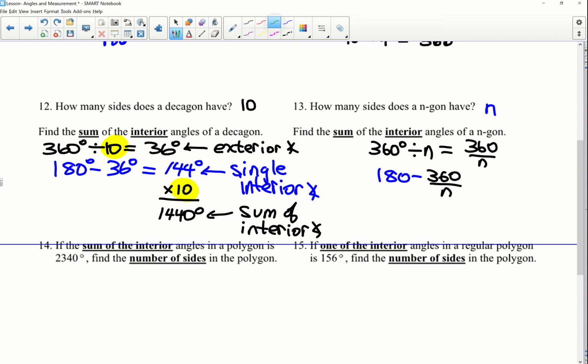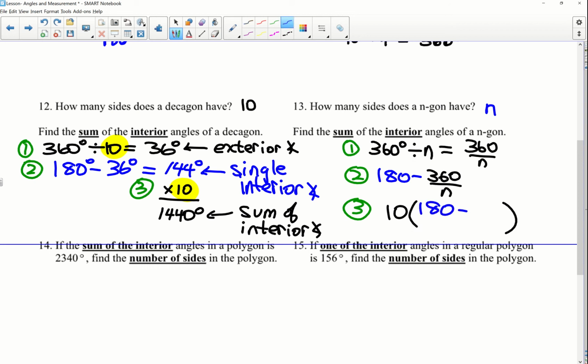All right, so that was my first step, corresponding with this first step, and my second step corresponding with this second step. Then after that, I multiplied by 10, so that was this step here. So that's what I'm going to do here. I'm going to take that result and multiply it by 10. So 10 times everything I just had there. So 180 minus 360 over n.